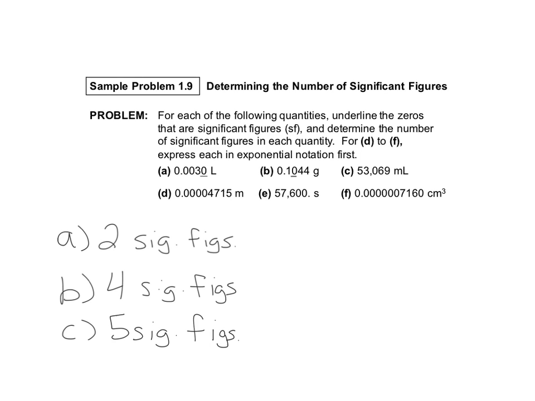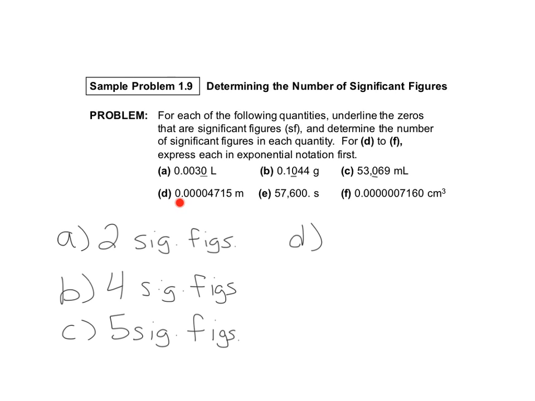And I got to underline that 1, 0 there because that one is significant because it's in between two numbers. All right, now I'm going to move on to D. Now this starts where we have to add that extra thing in. We have to write it in scientific notation. But first, let's determine our significant figures.